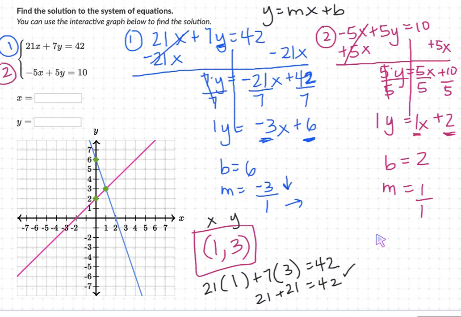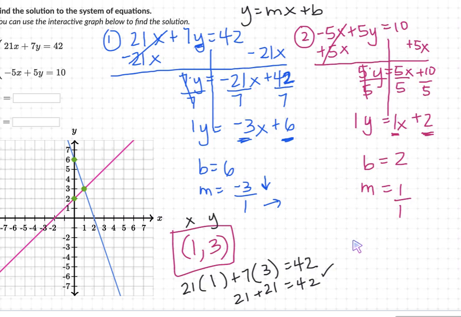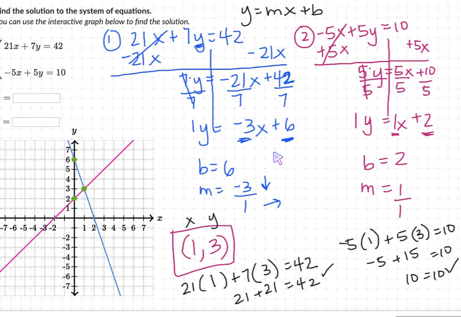Remember, it has to work for both of them. So let's try it for the other one. Negative 5 times my x, which is 1, plus 5 times my y, which is 3, should equal 10. This is negative 5 plus 15. And negative 5 plus 15 is just like 15 minus 5, so that does work. So I know for sure now when I put in 1, 3, if I did all this checking correct, that it'll definitely say it's the correct answer because I checked it.